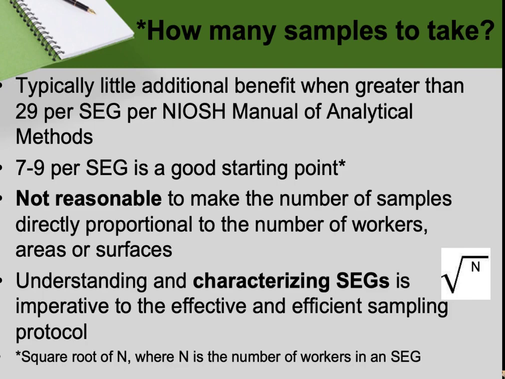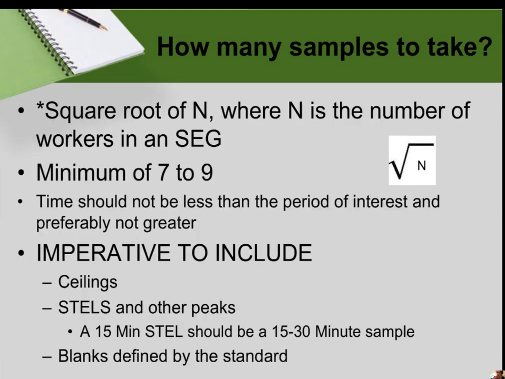It's usually not reasonable to make the number of samples directly proportionate to the number of workers. Another technique that's used is the square root of the number of workers within a similar exposure group is a way to give you a starting point as to how many samples to take. 7 to 9 is again a starting point, and we have to think about our time variable.